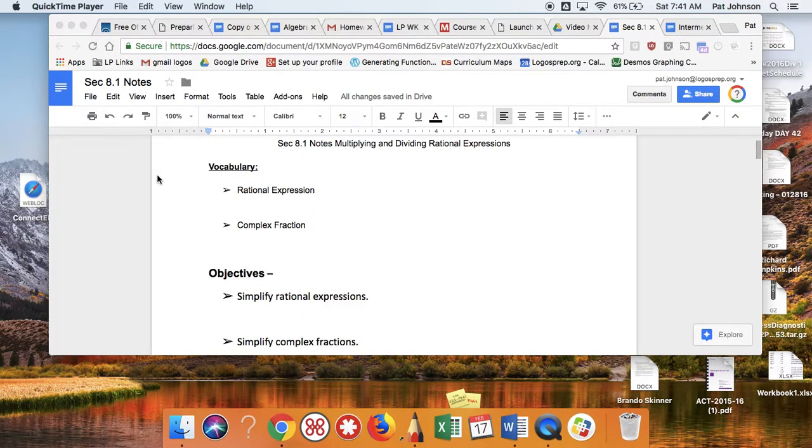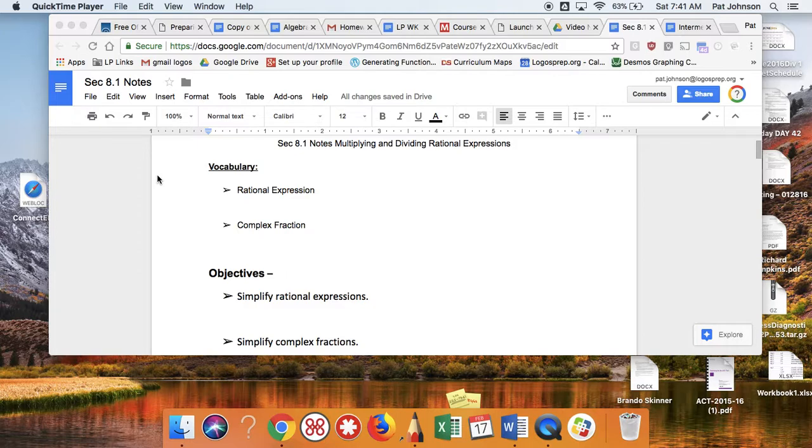Hello, this is section 8.1 video notes, and this chapter is multiplying and dividing rational expressions. So we need to identify our concepts, our objectives, and our vocabulary. We have two objectives. We're going to simplify a rational expression and simplify a complex fraction. But in order to do that, we must define them. We must know what the definition of they are.